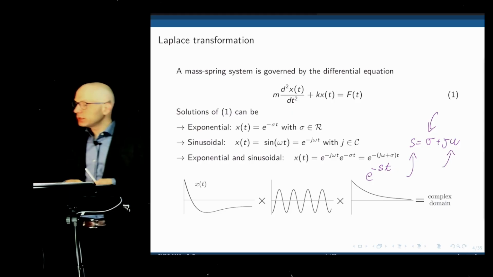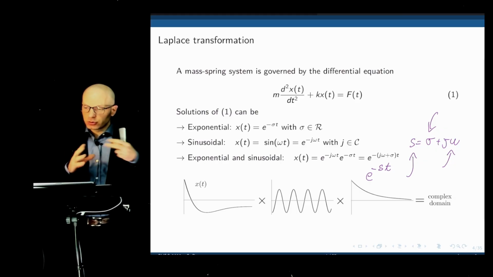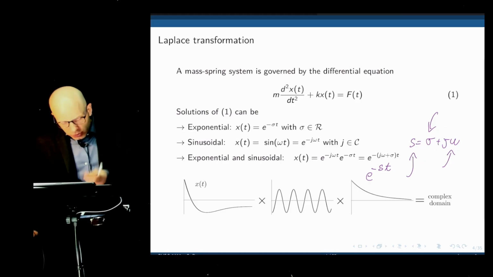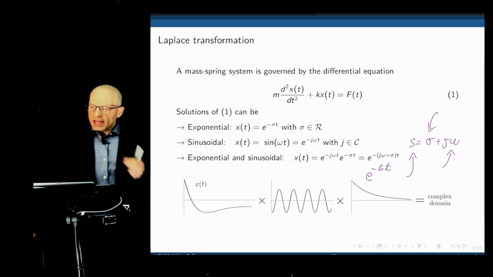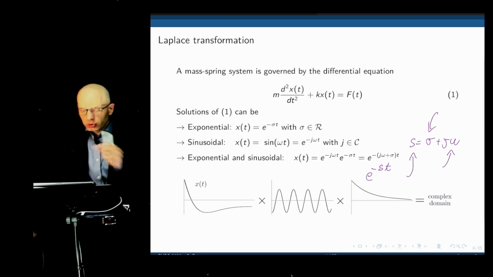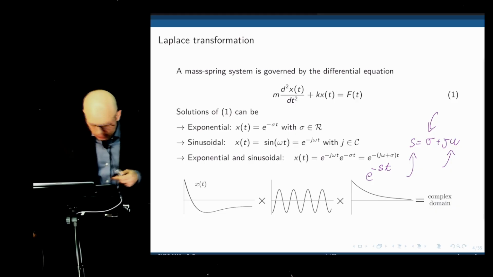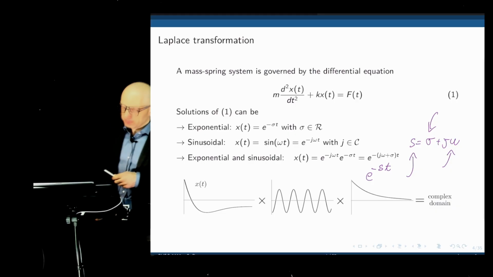Sigma is the real part, j omega is the complex part, and omega is the frequency of the signal, the sinusoidal component of that signal. Now we could potentially use this formulation to change omega and change sigma, and then try them out in equation 1, to see if that solves equation 1 for all values of sigma and omega. That would take quite a lot of time, and that's where the Laplace transform comes in.